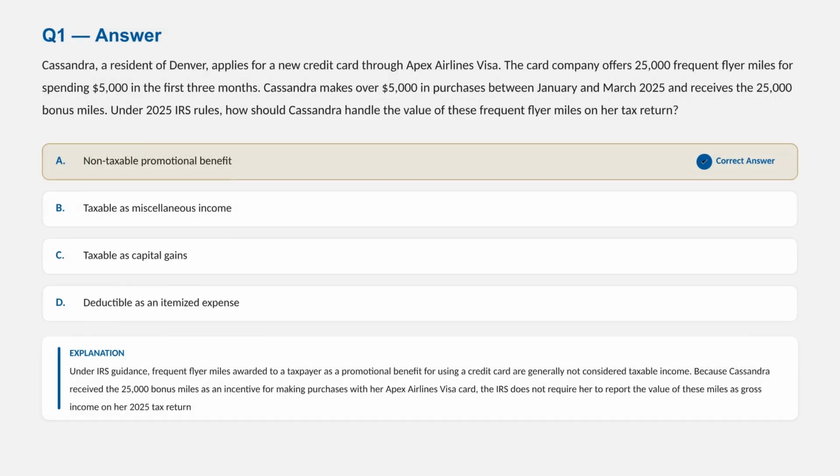The correct answer is A. Non-taxable promotional benefit. Under IRS guidance, frequent flyer miles awarded to a taxpayer as a promotional benefit for using a credit card are generally not considered taxable income. Because Cassandra received the 25,000 bonus miles as an incentive for making purchases with her Apex Airlines Visa card, the IRS does not require her to report the value of these miles as gross income on her 2025 tax return. Great, now let's move to our next question.